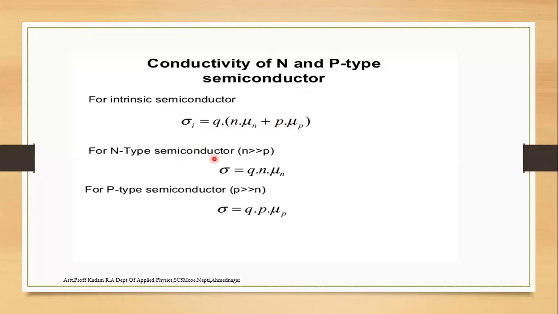For the N type semiconductor, N is greater than P, so sigma is Q N mu N. In the case of the P type semiconductor, P is greater than N, so sigma is Q P mu P. That is the conductivity of the N type and the P type semiconductor.